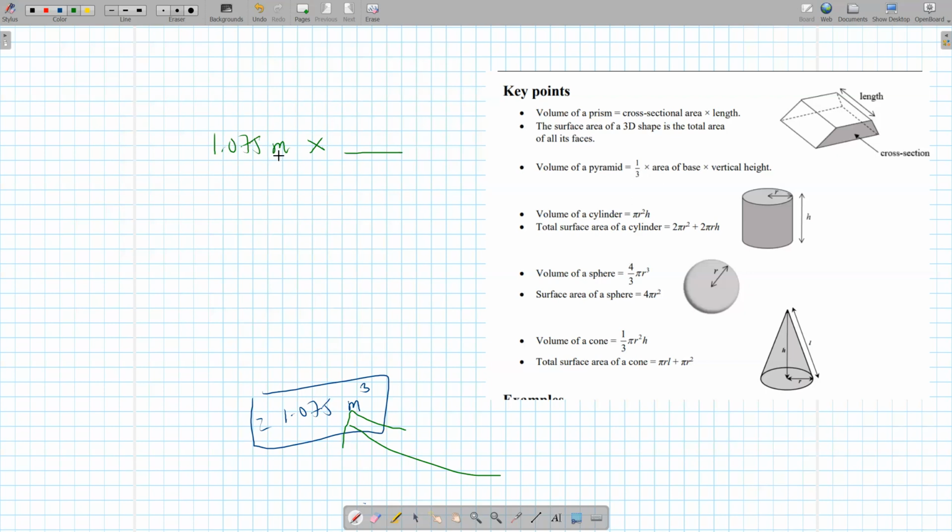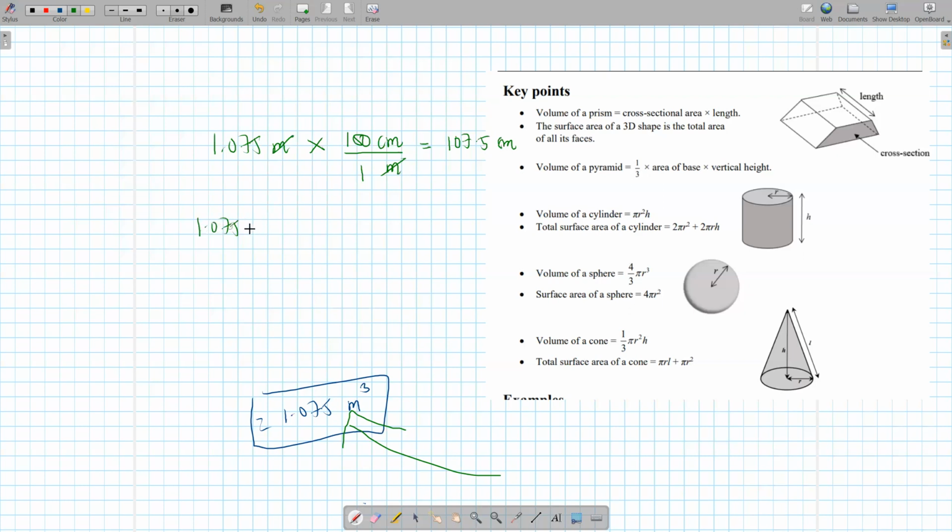You want to kill off the meters, so meters is going to be in the denominator. You want to introduce centimeters because that's what we want the answer in. And the conversion factor is for every 100 centimeters, there's 1 meter. So this cancels out, and you get 107.5 centimeters. Now that is if it was meters. Now look at this one.